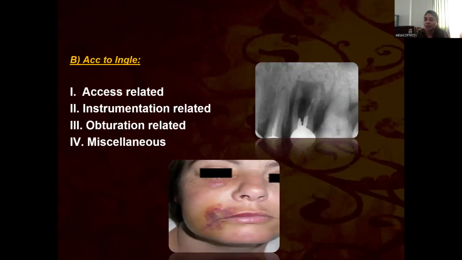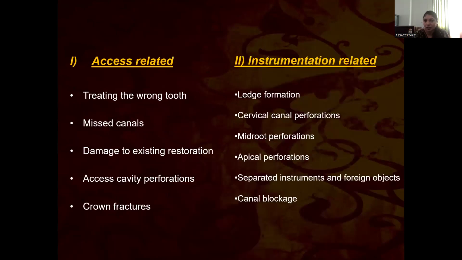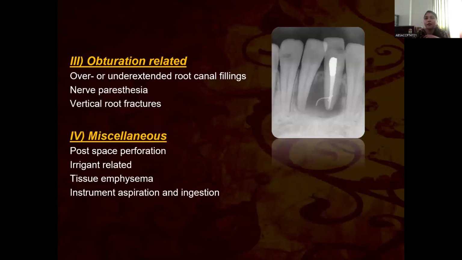According to Engel, the mishaps are access related, instrument related, obturation related, as well as miscellaneous. Access related mistakes are treating the wrong tooth, missed canals, damage to existing restoration, access cavity perforation, and crown fracture. Instrument related is ledge formation, cervical canal perforation, midroot perforation, apical perforation, separated instrument and foreign object, canal blockage. Now coming to obturation related, it can be over or under extended root canal filling, nerve paresthesia, vertical root fracture. Miscellaneous are post-space perforation, irrigant related, tissue emphysema, instrument aspiration, and injection.